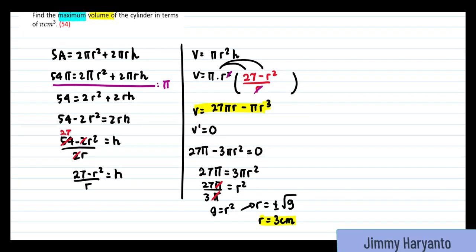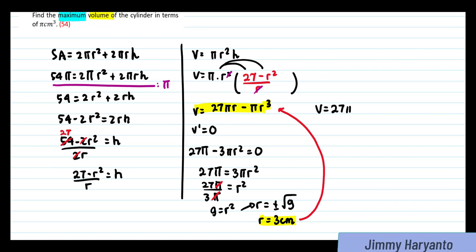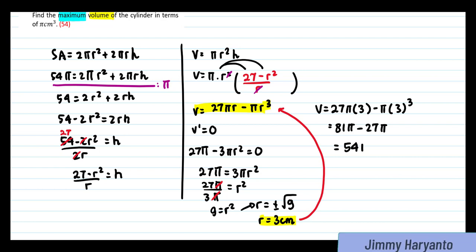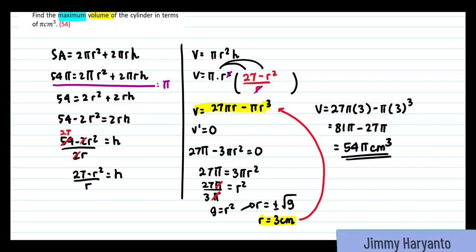The question is not the radius, the question is the volume. That means you have to substitute r equals 3 into the volume equation. Volume equals 27 pi times r, which is 3, minus pi times 3 squared. Sorry, 3 cubed. That means you will have 81 pi minus 27 pi, and the final answer is 54 pi centimeters cubed. So this is the solution for your test.